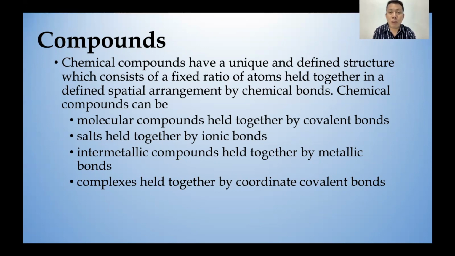Chemical compounds can be molecular compounds held together by covalent bonds. There are a lot of molecular compounds that are held together by covalent bonds, and of course, we're going to discuss that in a separate discussion. Salts are held together by ionic bonds. There are also what we call metallic bonds. Intermetallic compounds are held together by metallic bonds, and complexes are held together by coordinate covalent bonds. So basically, compounds are connected to each other by chemical bonds.